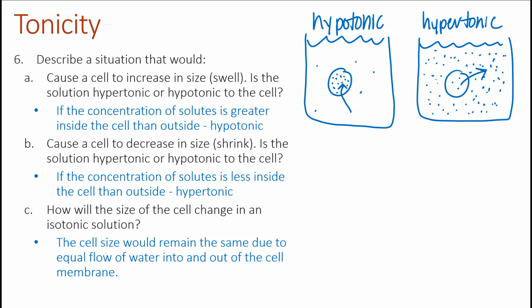Now, if we were to put a cell in an isotonic solution, then the concentration of solutes inside and outside are the same. That's what iso means. Iso means same. So this means that the cell would remain the same size because the flow of water into and out of the cell is going to be equal.